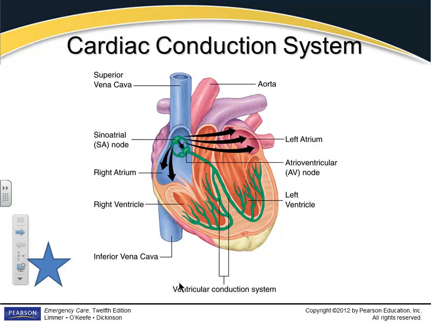If it fails, its first backup is going to be the AV node. What's that stand for? Atrioventricular node. What's its default rate? 40 to 60. So if the top one, the SA node, fails, then our next in line is going to be the AV node, and its default is 40 to 60. And if that fails, what's our last one? The bundle of His, that's right. And it's located right through here, and it's going to send the message through the Purkinje fibers. What's its default rate? 20 to 40.